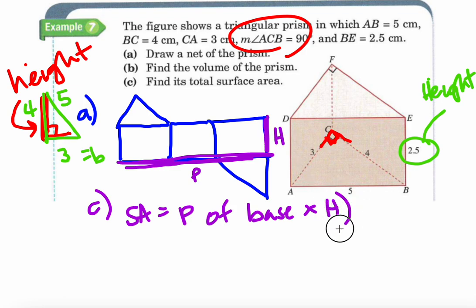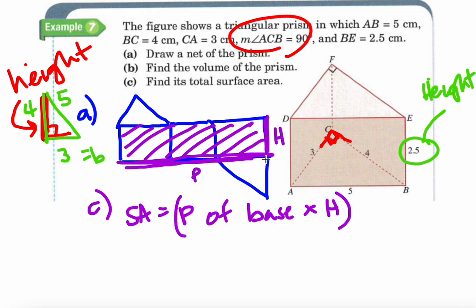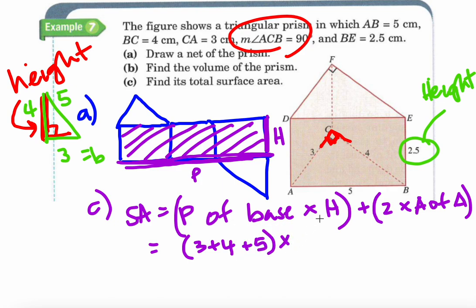That will just give us the area of this part right here. Then we have to add it to 2 times the area of the base, which is a triangle in this case. Okay, so let's do that. Perimeter of our base, our triangle, would be 3 plus 4 plus 5, times my height of the entire prism, which is 2.5, like we said. Those two need to be multiplied together. I'm going to put brackets around it, so I know that those two stay together.